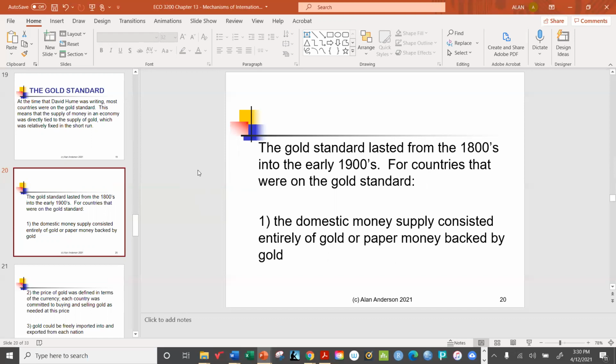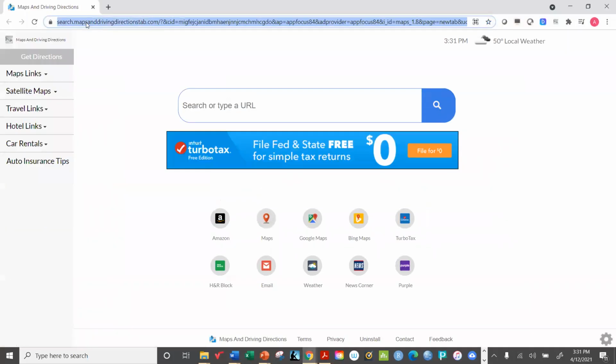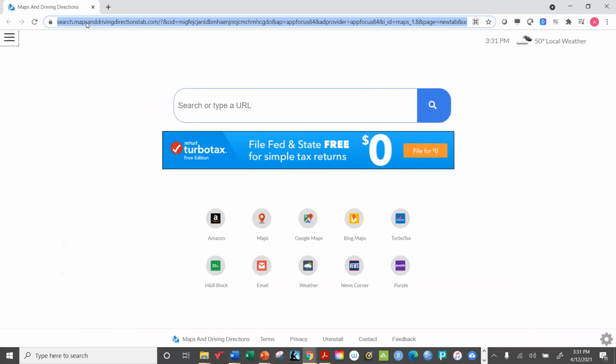As a matter of fact, if you want to see an example of this, let me just do a little detour here for you. Oh man, I have to make sure I remember the link.